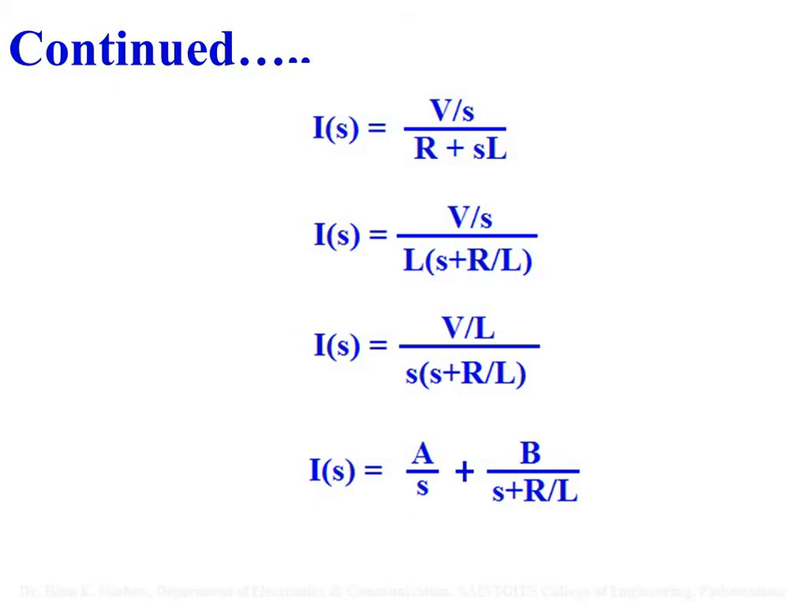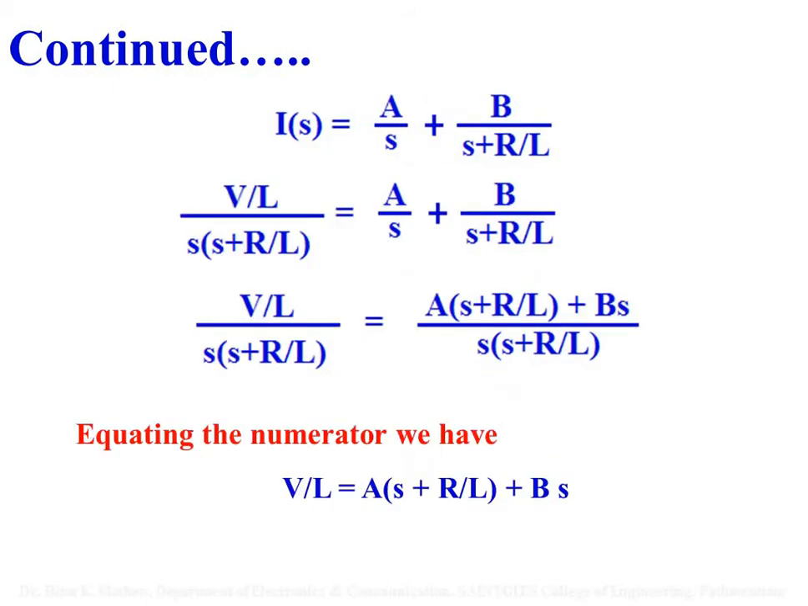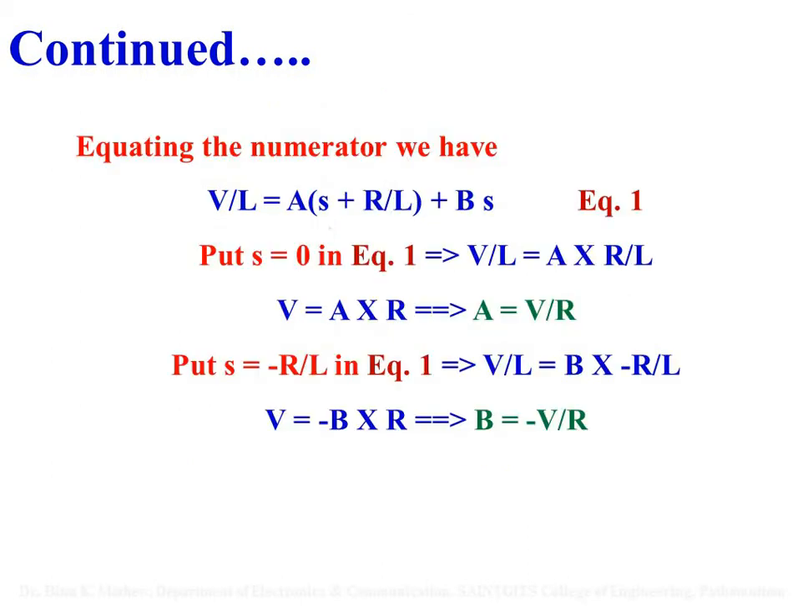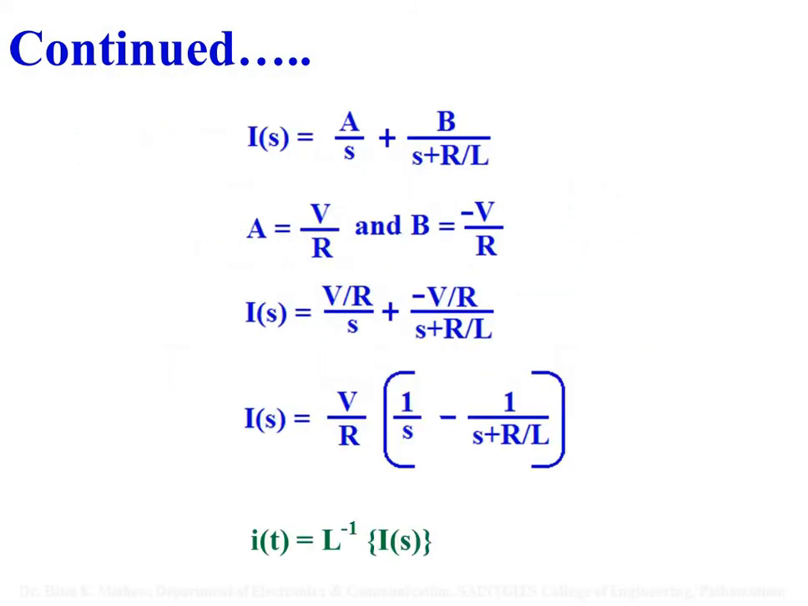Now let us find A and B. So we can write V by L is equal to A into S plus R by L plus B into S. So solving these equations, we will get A is equal to V by R and B is equal to minus V by R. So we can write I of S is equal to V by R divided by S plus minus V by R divided by S plus R by L. Or we can write I of S is equal to V by R into 1 by S minus 1 by S plus R by L.